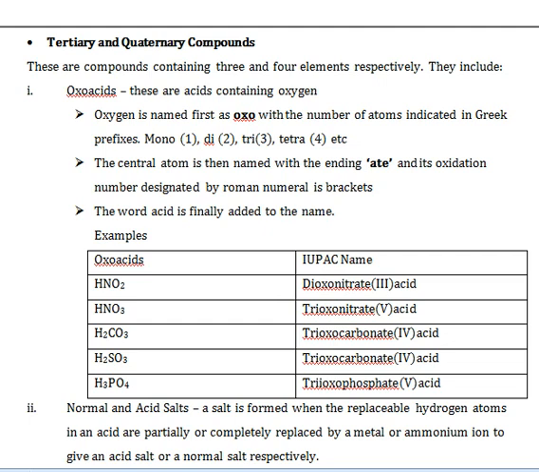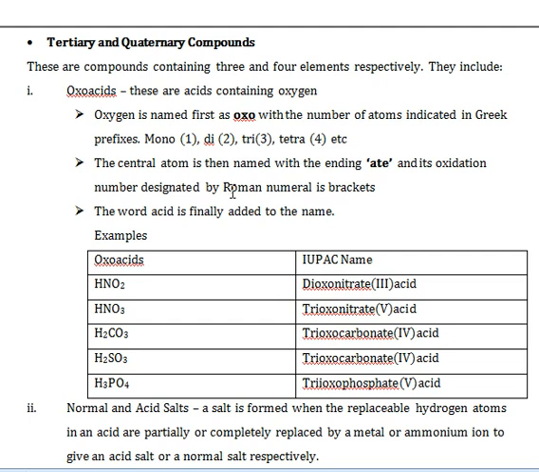Then we go to the central element in the compound. We modify the name of the central atom to end with ATE, and its oxidation number, designated by Roman numerals in brackets, is also indicated. Like I mentioned earlier, your knowledge of oxidation number is very, very important. If you have forgotten, you can pick up your notes and revisit it. In ending, you add the word acid to the compound to make up the name.